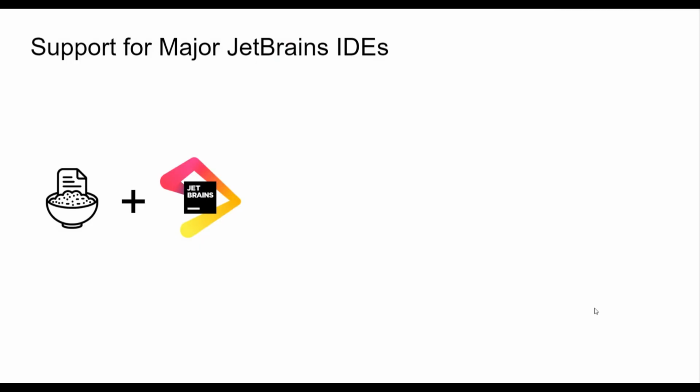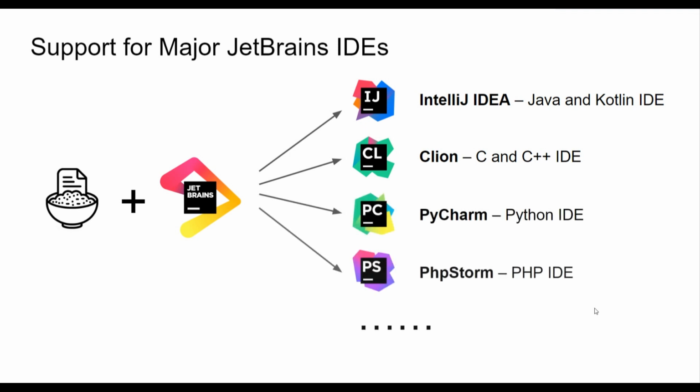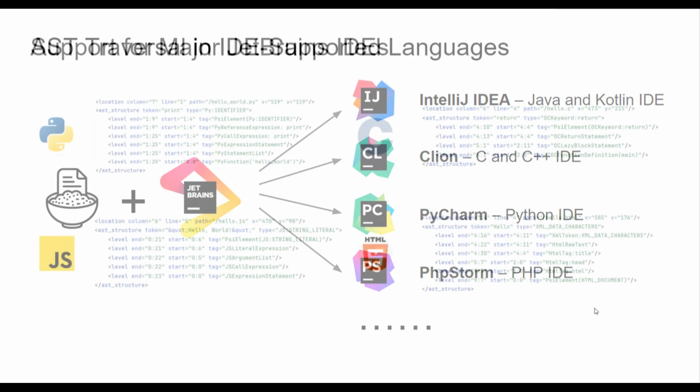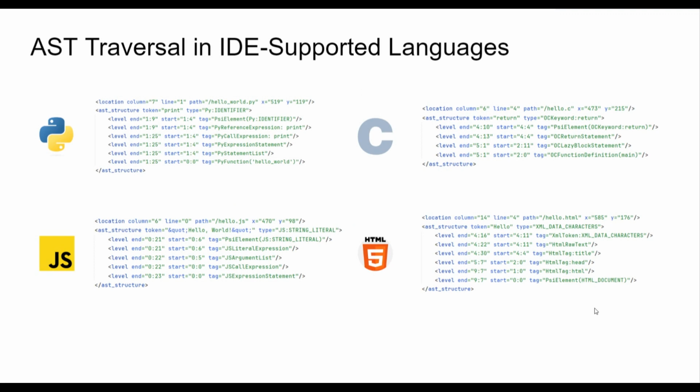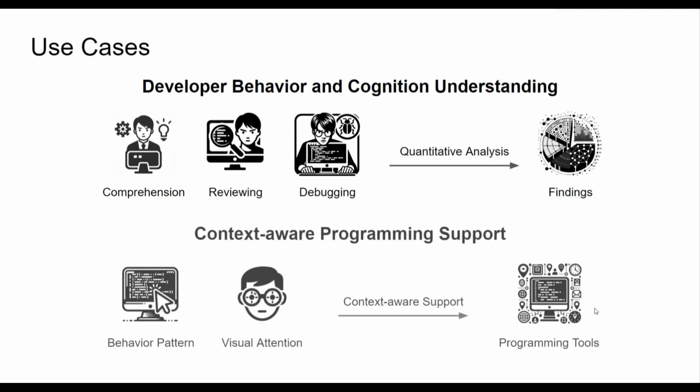CodeGRITS supports major JetBrains IDEs, including IntelliJ IDEA, CLion, PyCharm, etc. CodeGRITS can also traverse the AST of all programming languages supported by each IDE. CodeGRITS enables researchers to understand the developer's behaviors and their cognitive processes during software development, as well as create new programming tools to provide context-aware support for developers.